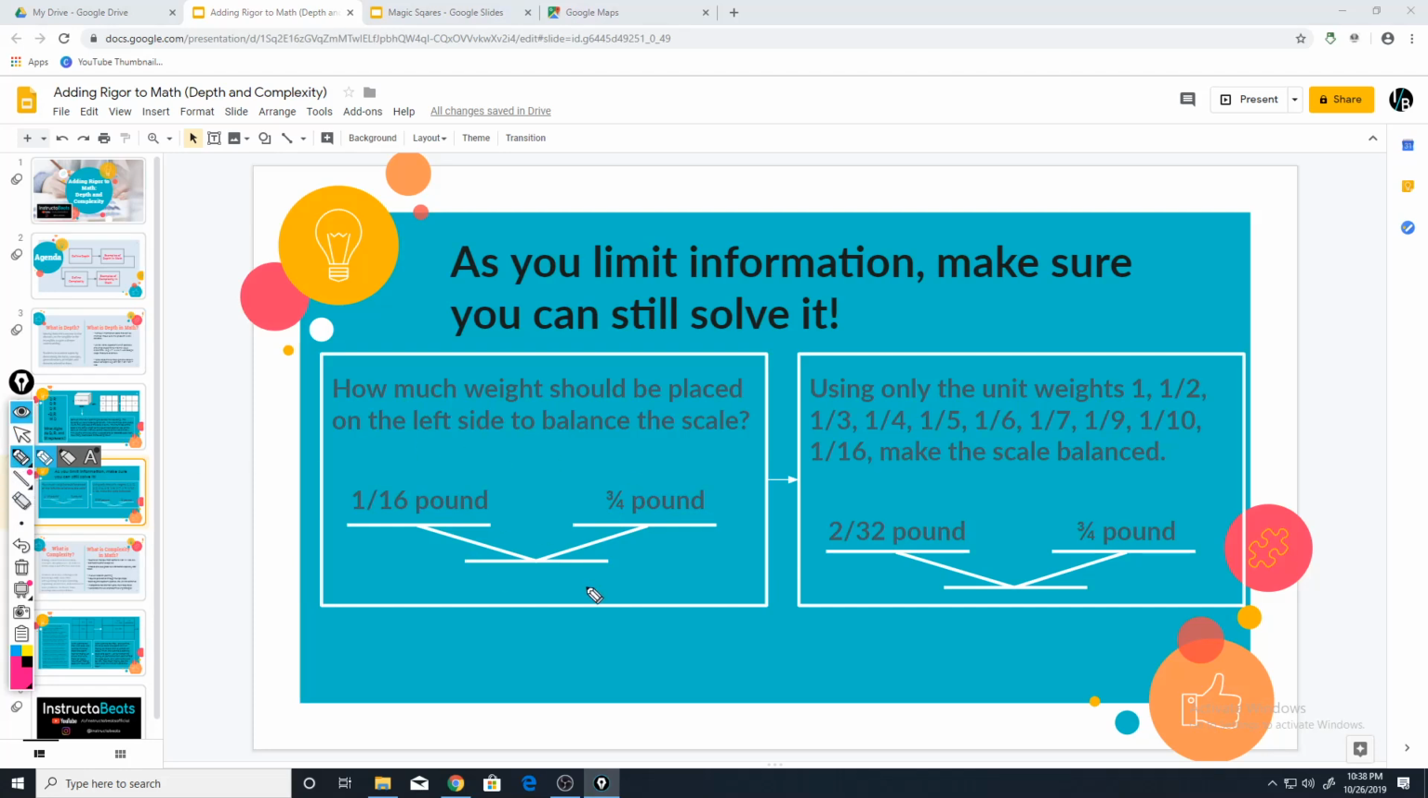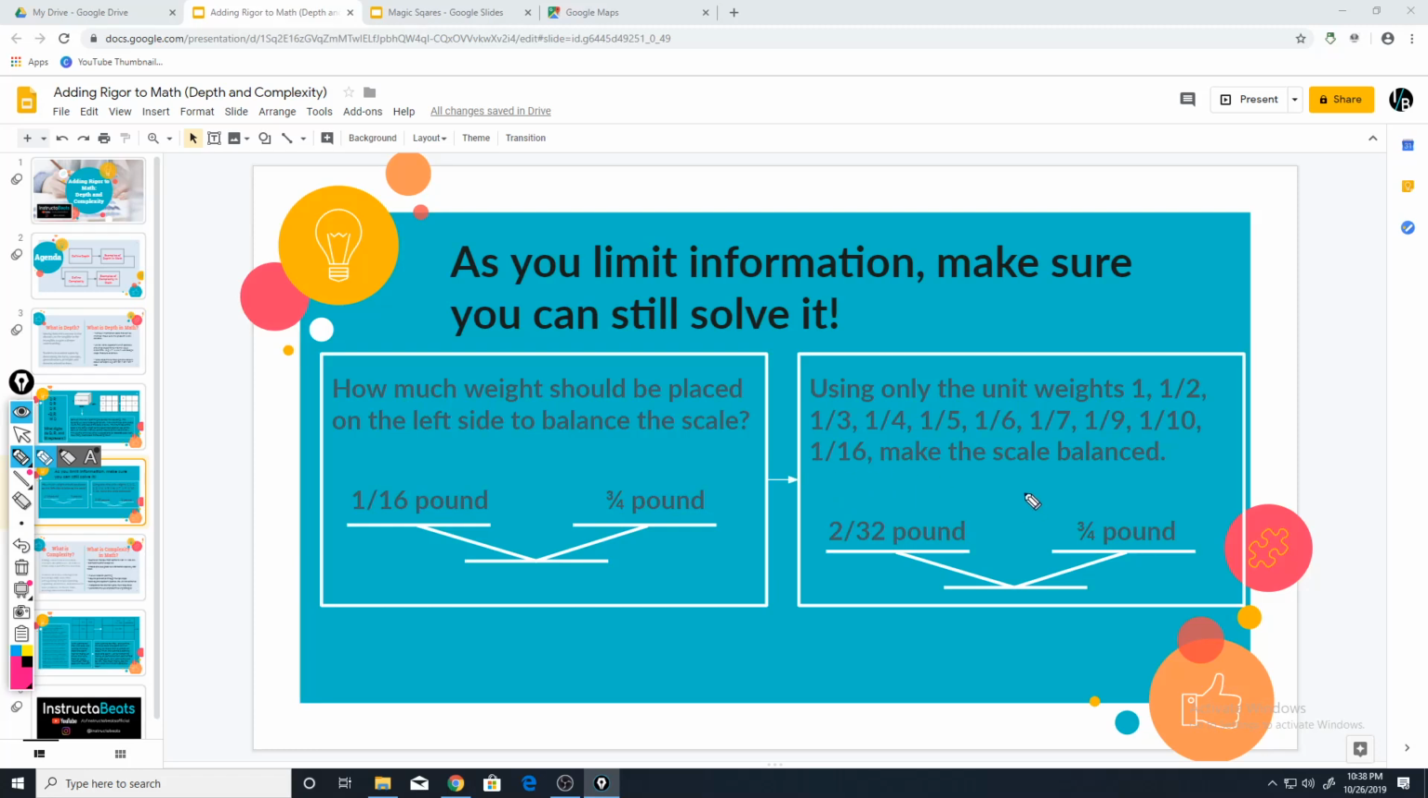So this problem is not all that deep. All you have to do is convert 3/4 into 16ths, and that's 12/16. And so you just need 11/16 more, and your scale is balanced. Not very deep. And surprisingly, I believe this example or something similar can be found in some of the enrichment resources that I've used in the past.